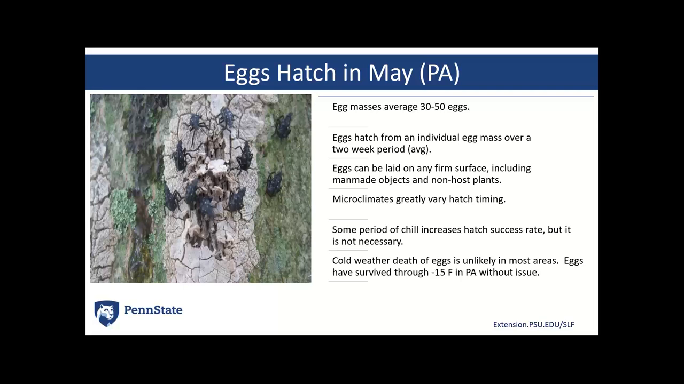So eggs can be laid on any flat surface, firm surface, doesn't have to be smooth, doesn't particularly have to be hard, but the microclimates on different sites will greatly vary the hatch timing. If you're on the north side of a hill, it can be a month later than just over the hill on the south side where they accumulate degree days faster. A chill seems to help increase the success rate of the hatch, but it's not necessary. You can take those eggs directly from being laid and hatch them out.